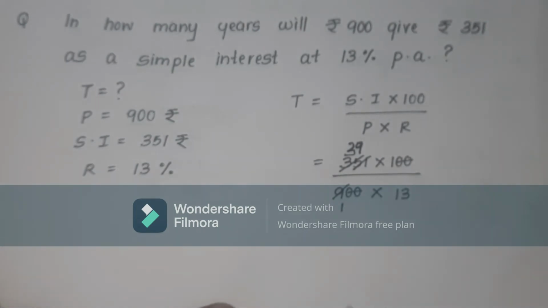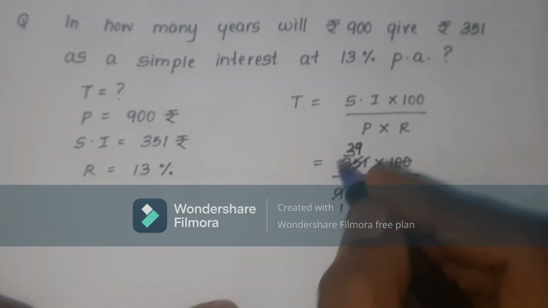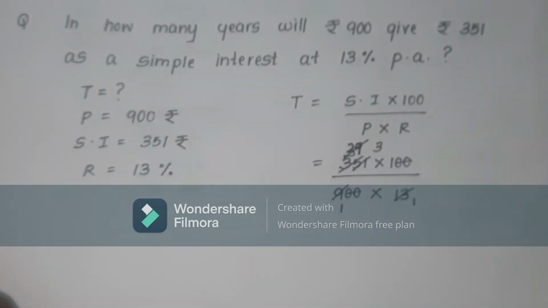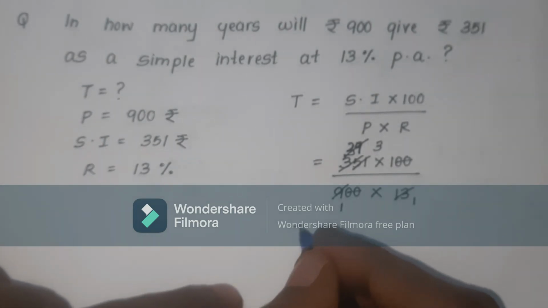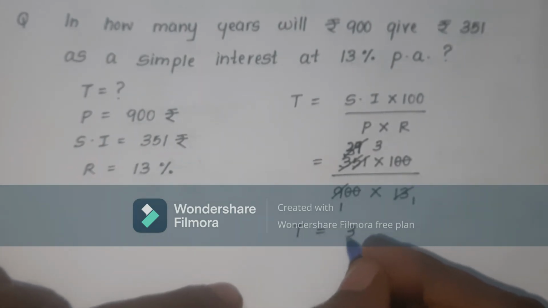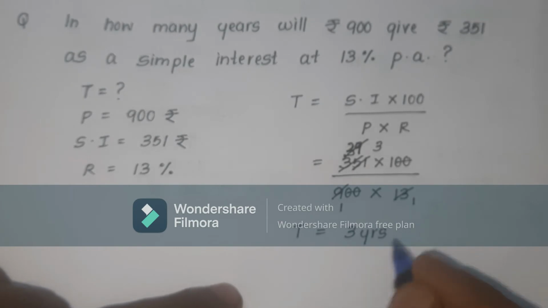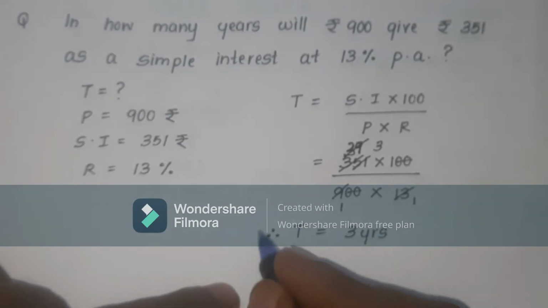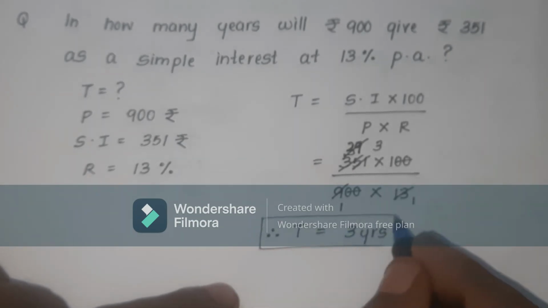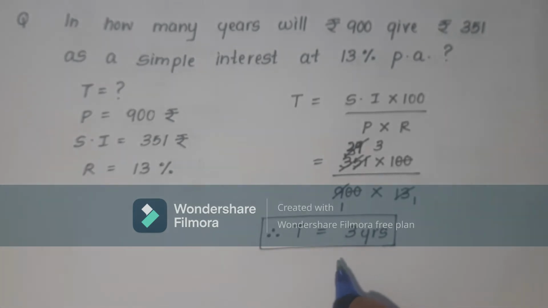Now, student, you know very well 13 ones are 13, and 13 threes are 39. So this is how we get the time, that is 3 years, student. So it is very easy for you, student, if you remember the formulas. Yes. So the time is 3 years.